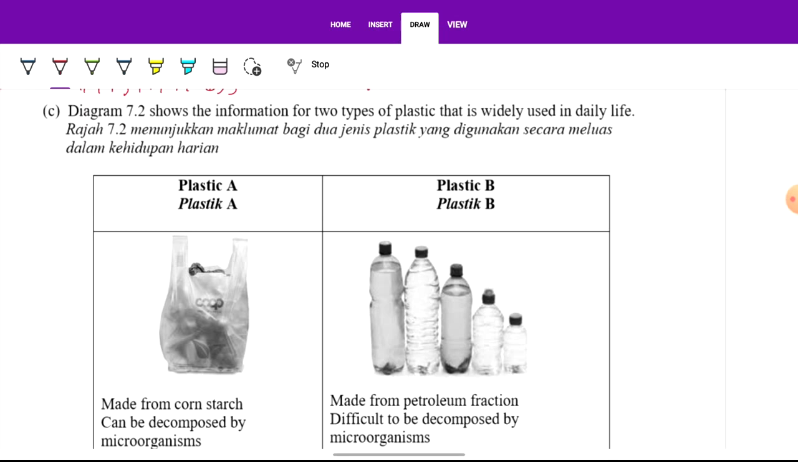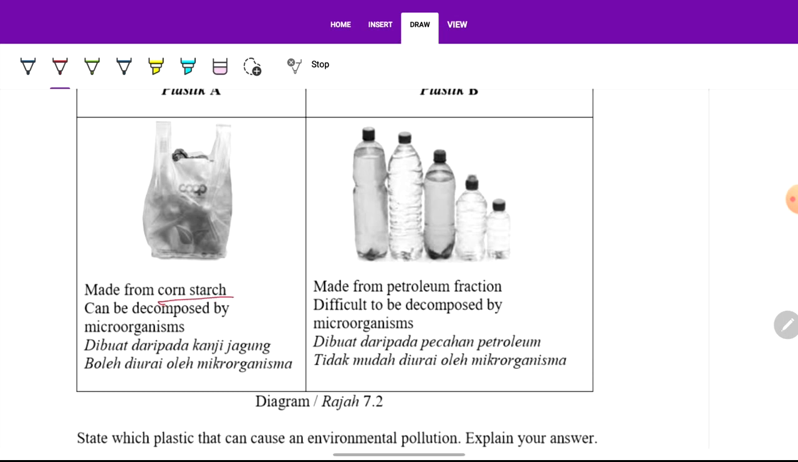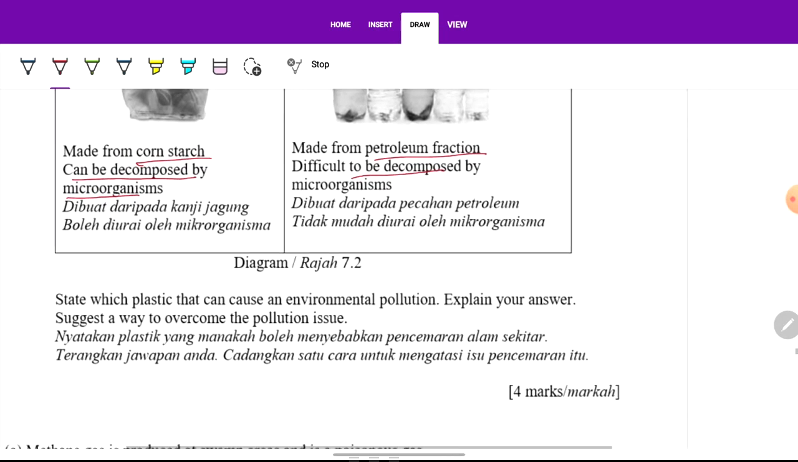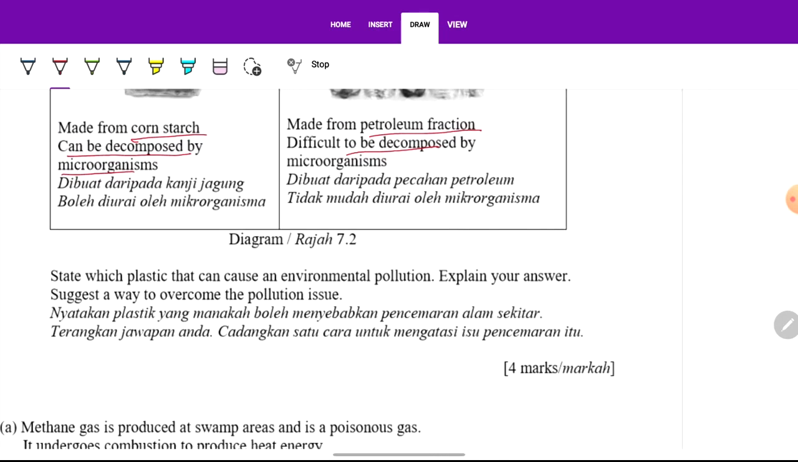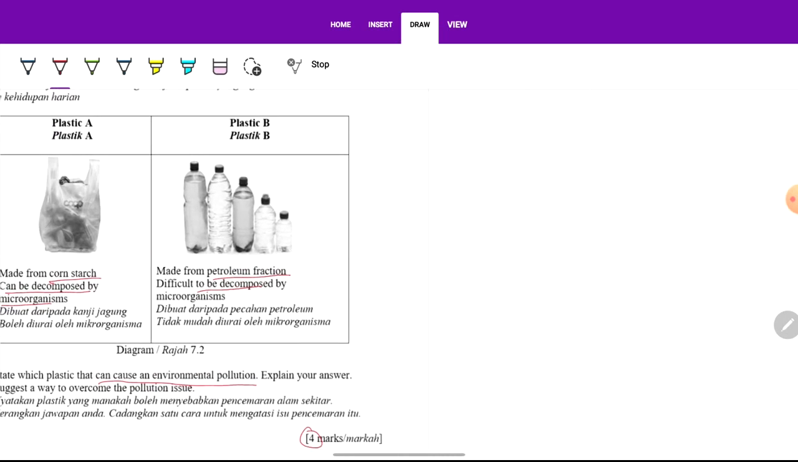The table shows the information of two types of plastics used in our daily life. Plastic A, made from cornstarch, can decompose by bacteria, means better. Plastic B, made from petroleum fraction, is difficult to decompose. So which plastic can cause environmental pollution? Explain the answer. So which one will cause the problems? Okay, so 4 points.